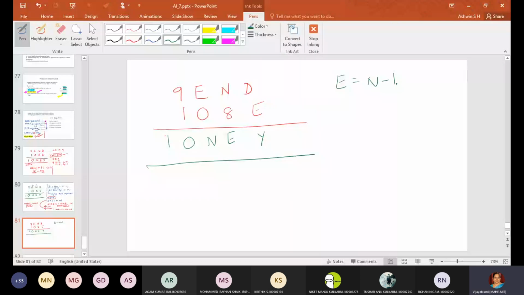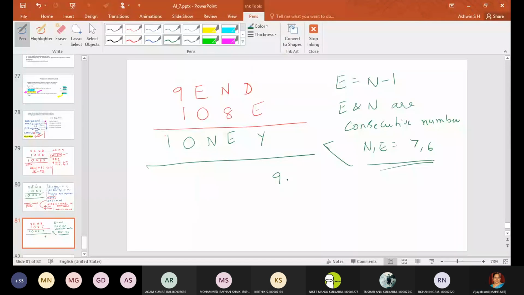From this equation, it is clear that E and N are two consecutive numbers. So what I suggest is, you just take two random numbers. Say N and E, you take it as 7 and 6. Just try whether it satisfies or not.